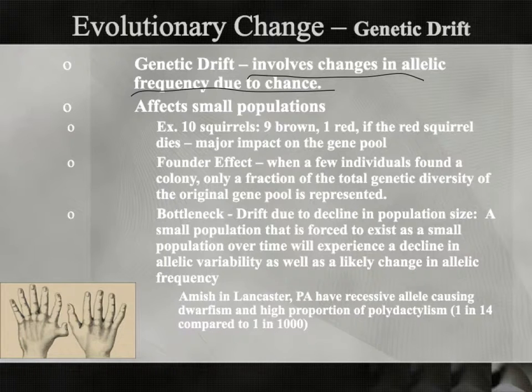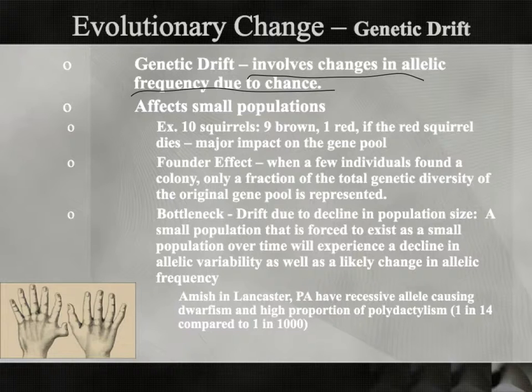Now, to give you some other definitions that affect genetic drift, we have the founder effect right here. The founder effect is when a few individuals found a colony, and only a fraction of the total genetic diversity of the original gene pool is represented. So let's say within our school, we have our population, and then we close off a classroom. Our Bio 30 classroom is closed off. We are not allowed to interact anymore. We only have a few individuals from our original gene pool represented there. Therefore, the actual genetic drift and the change that we could have in the variability majorly decreases.